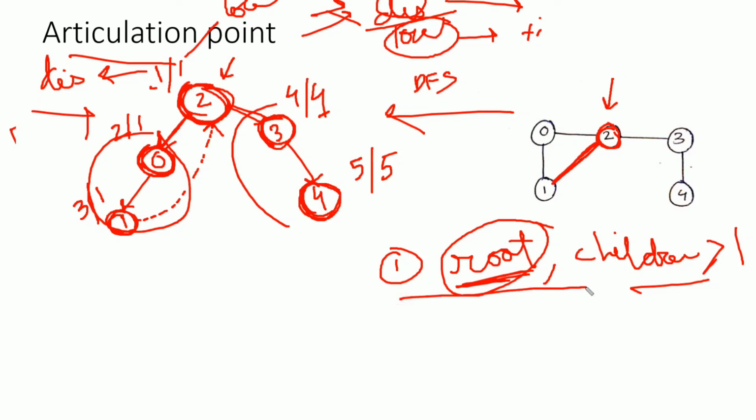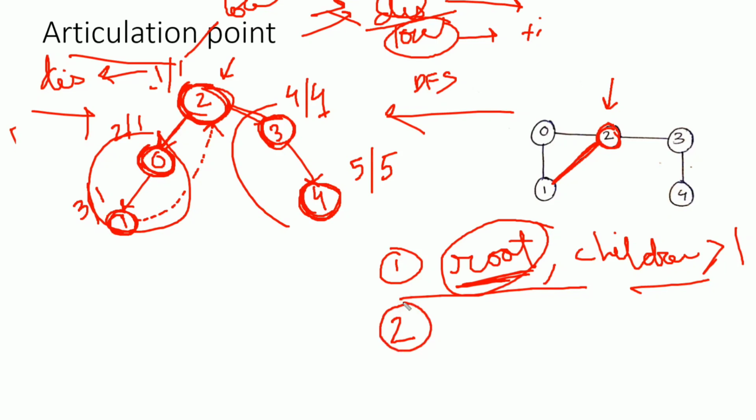If the DFS tree contains a root vertex, then check whether that root vertex has children greater than 1 or not. If it is greater than 1, then that root vertex will be an articulation point. Okay. And if it is not, then we need to check for other vertices in the DFS tree.